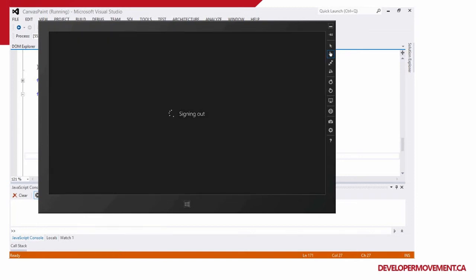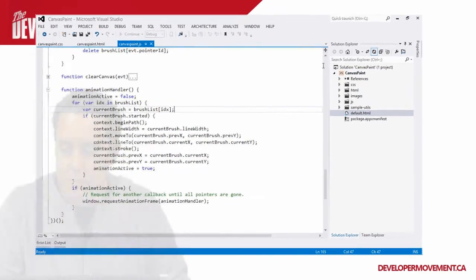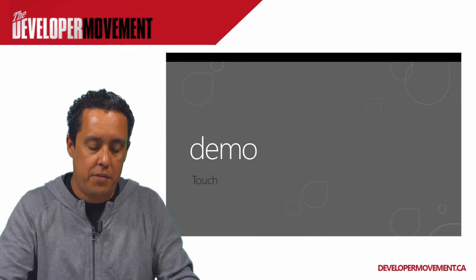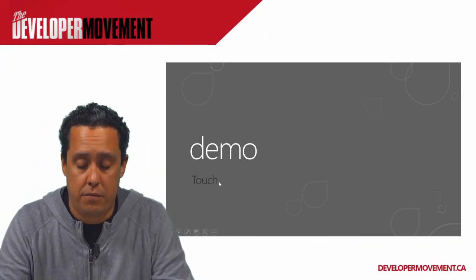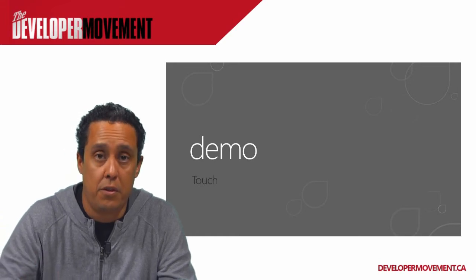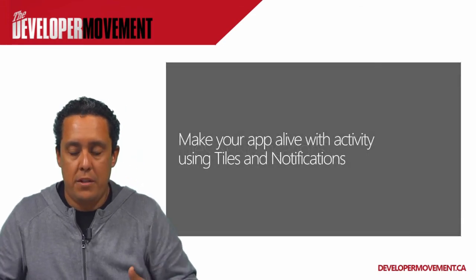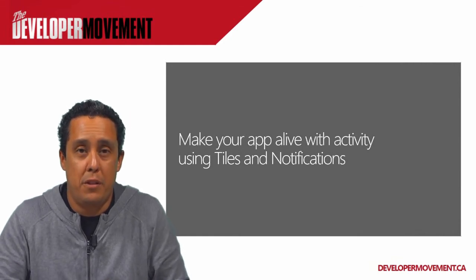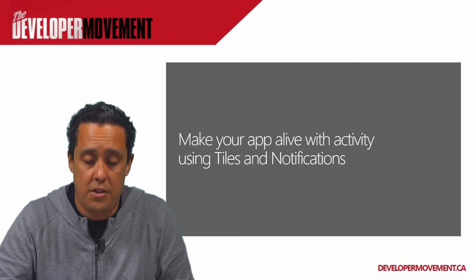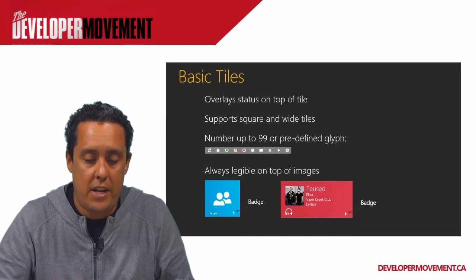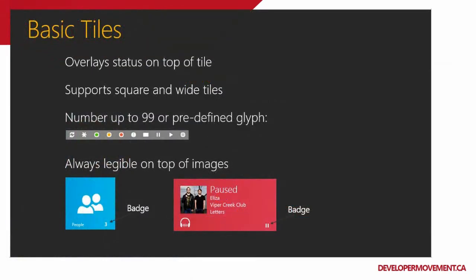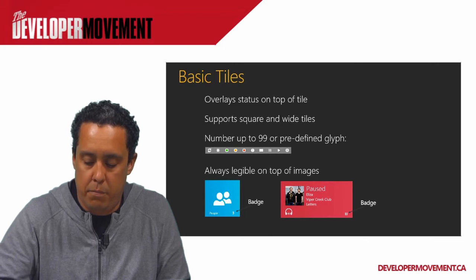So the key takeaway there is use the MS Pointer events that are available, and you get code for touch first, and you get pen and mouse for free, and less code for you essentially to develop. So now we're going to go through quickly tiles and notifications. Basically, you want to use these to make your apps a little bit more interactive and alive. So tiles and notifications allow you to set different statuses on your tile, on your start screen. For example, you could set a badge, as a number or as a glyph. It supports square or wide tiles, so you probably want to support both just to make your application a little bit better for your user.